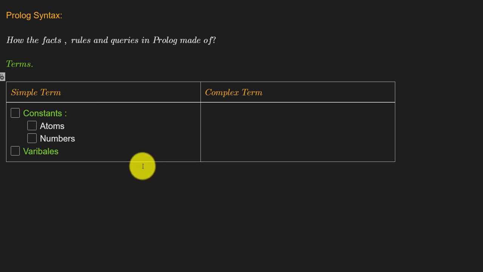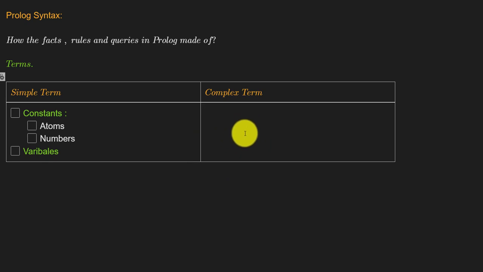So if you see it over here, we are basically talking at the very granular level: atoms, numbers, variables, and the complex term. This is what the full Prolog is like. These are the building blocks of any Prolog program. We already saw atoms and numbers in previous videos in a very informal way. In this video we'll try to formalize them, and also define how to define variables and complex terms. Complex terms use atoms, numbers, or variables to create more complex structures.